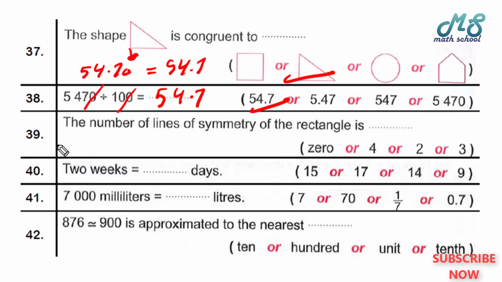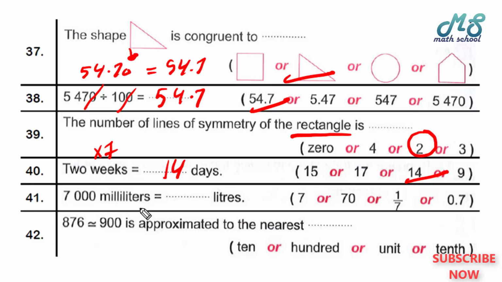Number 39: the number of lines of symmetry of a rectangle. He asks about the rectangle. It has 2 lines of symmetry. 2 weeks equals how many days? Of course 1 week equals 7 days. He says 2 weeks, so just multiply by 7. 2 times 7 equals 14 days. And we all know by mental math that 2 weeks equals 14 days.